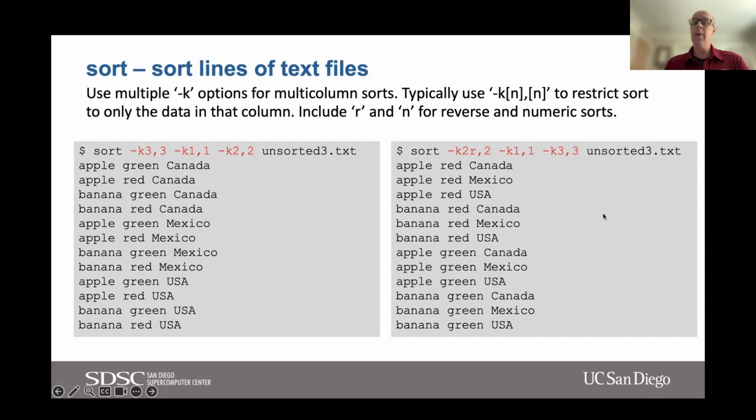We could have also done reverse sorting here. So in this case, we wanted to do a reverse sort first on the color. So we have a -k2r, 2. This means that we are going to get all of the reds, followed by all of the greens. Then we're doing a sort on the first field, apple, banana, and so on, and then finally by the third field.